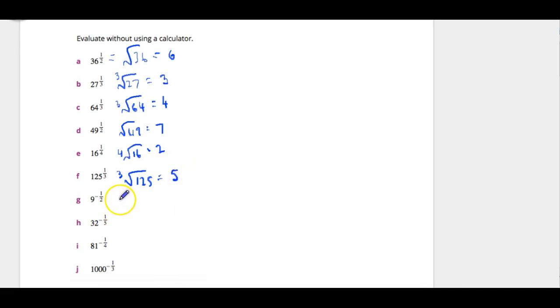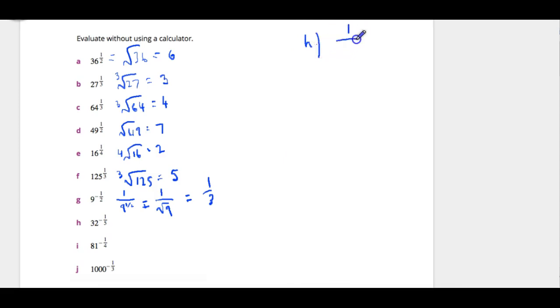9 to the power of negative a half. We know this is 1 over 9 to the power of a half, which is 1 over the square root of 9, which is 1/3. So here we've got negative indices. I'm going to go over here. So here's question H.